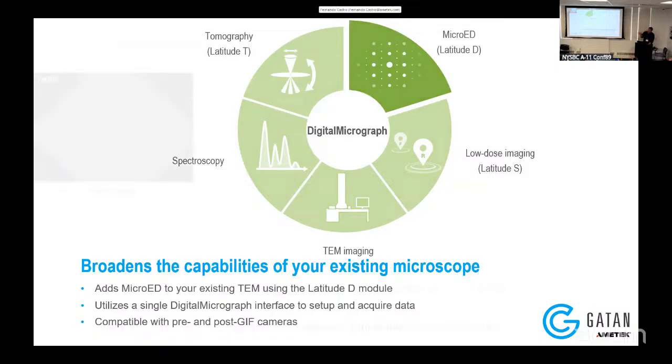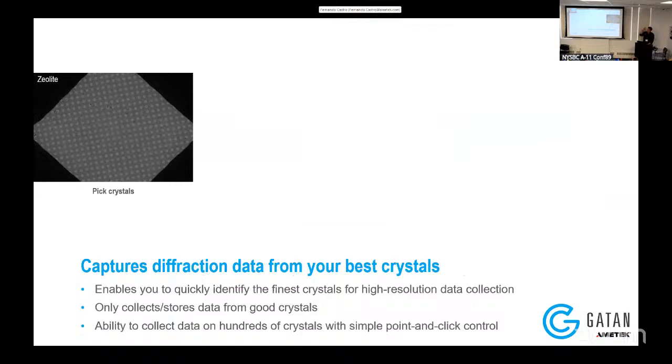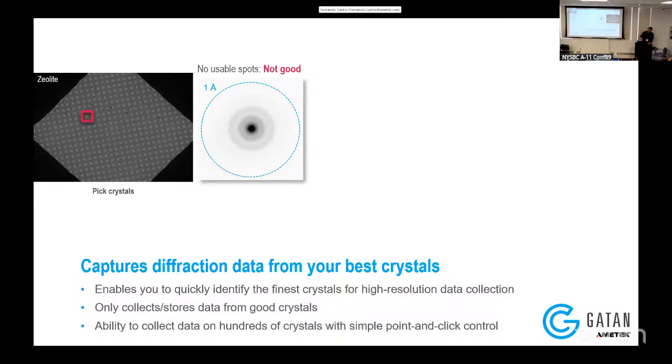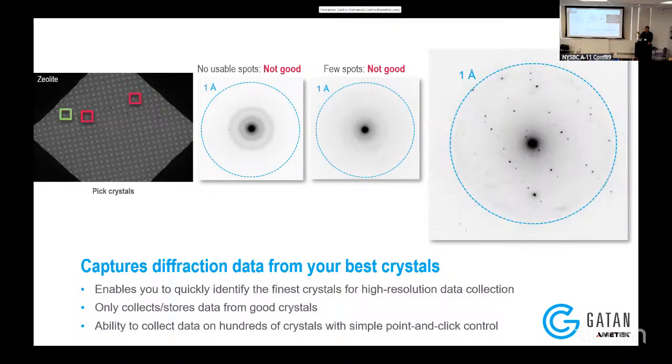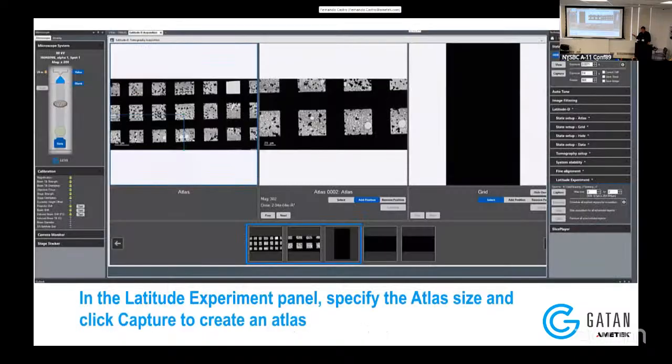And I won't talk too much more in the slides because we'll have a demo tomorrow, as we were saying. But the idea is you can go around, find different crystal regions, assess them for whether or not they have a lot of diffraction patterns or not, and only collect full tilt series data sets from the crystallites that you do have. So this is a quick video of what that workflow looks like.